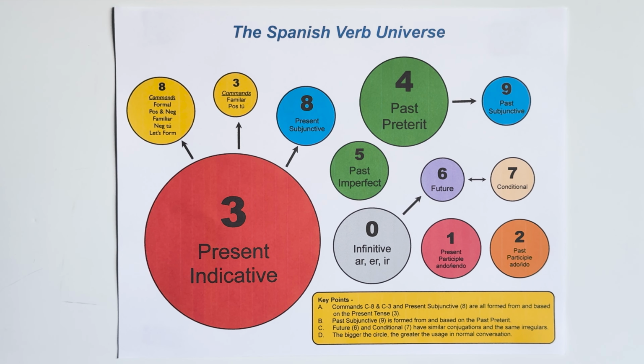You can only do 10 things to a verb. The second thing you can do to a verb is put it in the past participle, the brown planet on the bottom right.